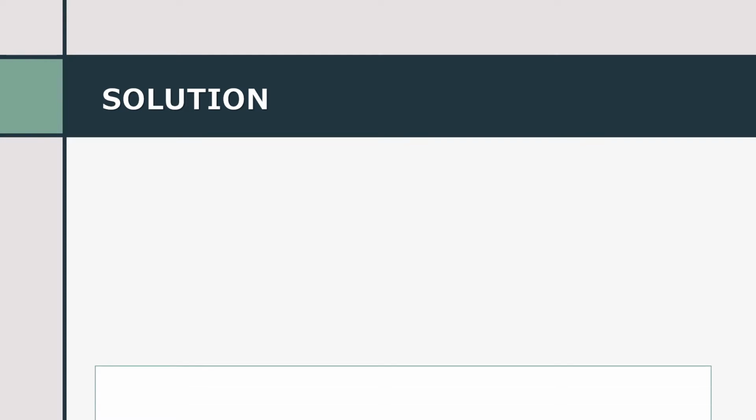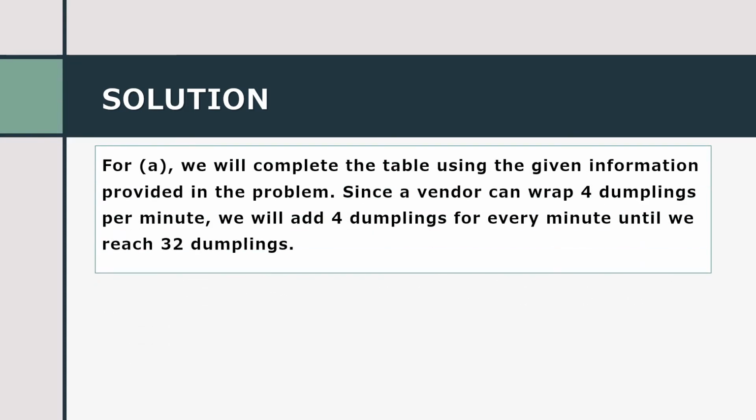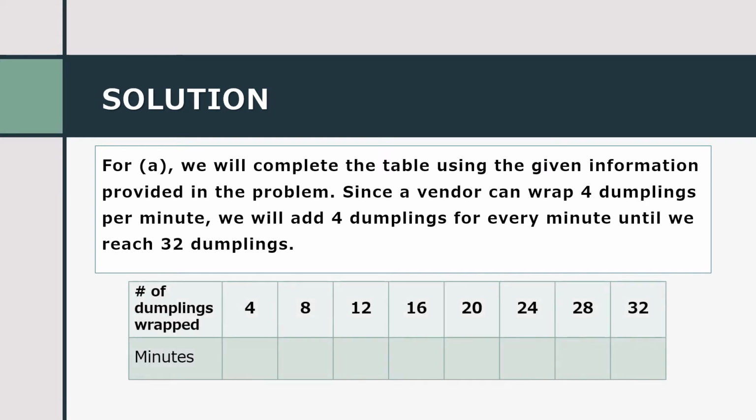Now in our solution, for letter A, we will complete the table using the given information provided in the problem. Since a vendor can wrap 4 dumplings per minute, we will add 4 dumplings for every minute until we reach 32 dumplings. Our table will be: the first row is the number of dumplings wrapped, and the values are 4, 8, 12, 16, 20, 24, 28, and 32. And the second row will be the minutes.